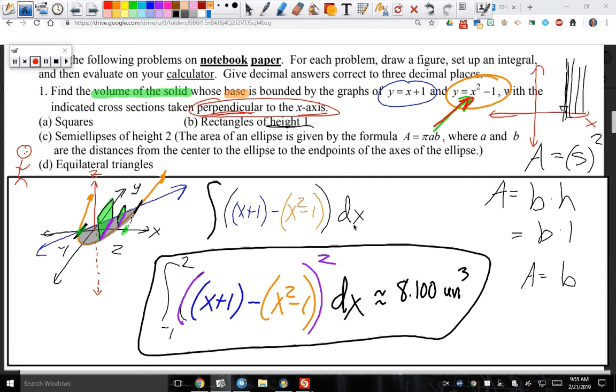So those of you with the calculator, 4.5 units squared. Say it again one more time. 4.5 units cubed.